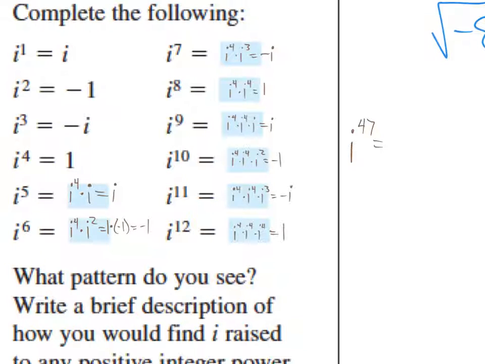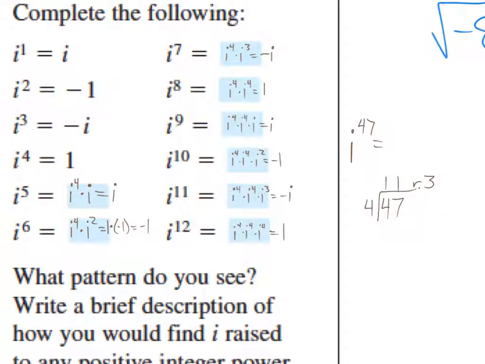Here's what it is. Watch this. 47 divided by 4. It takes 4 steps to go all the way back to 1, right? So if I divide by 4, that's 11, and we have a remainder of 3. The remainder tells us how many steps through the cycle we are. So you can just find what the remainder is, and that gives you the power, an equivalent power.